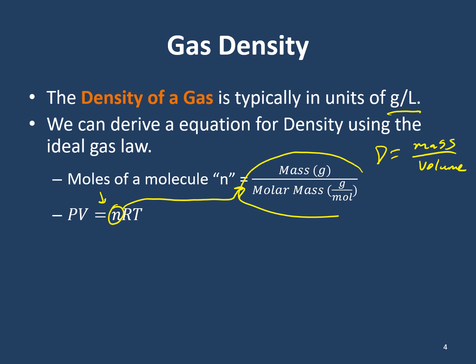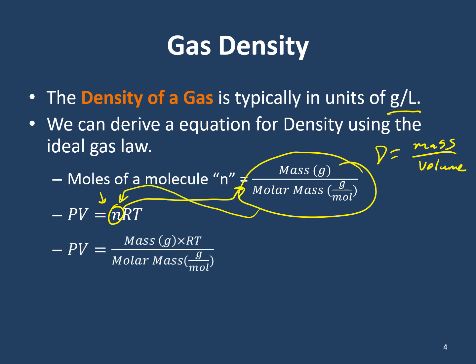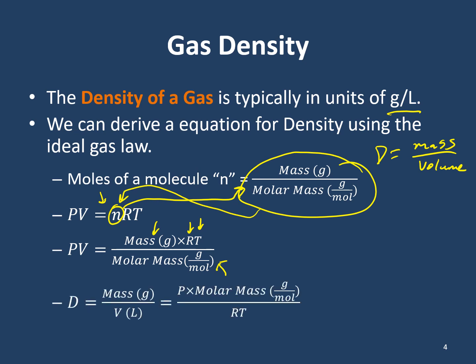So if we take this and plug it into our equation here, we get that PV is equal to mass times R times T over molar mass. This gives me the variables of both mass and volume in my equation, which I can now rearrange and isolate mass over volume, right? So in other words, density of our gas is going to be equal to the pressure times the molar mass of the gas divided by RT, and that's what we have here.